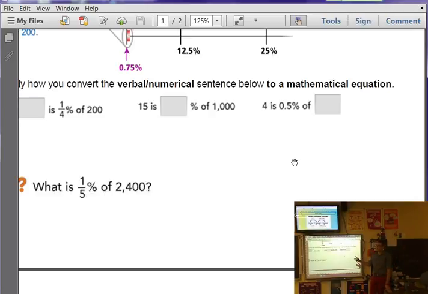We're doing it. So, if I look at 4 is 0.5% of, I want to know who, and if I don't have any volunteers, then I'll call somebody. Who can tell me the words there that translate into math? Obviously the numbers become math because they're numbers. But what words become math?